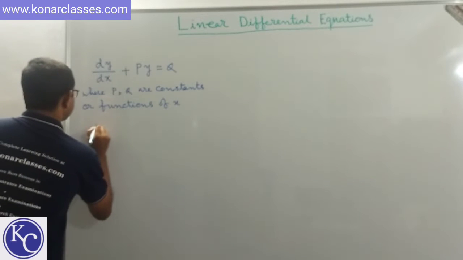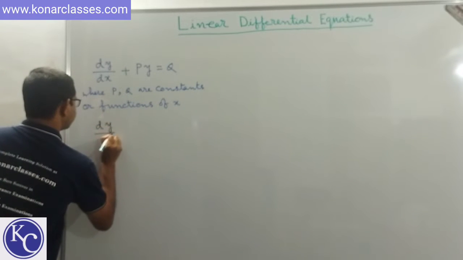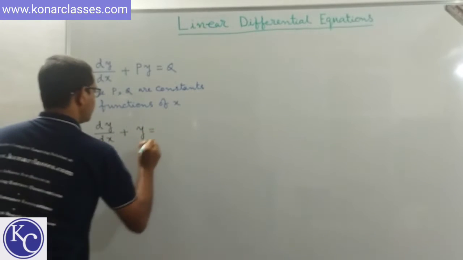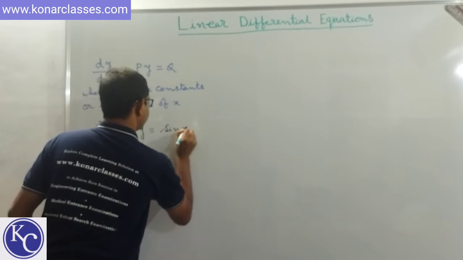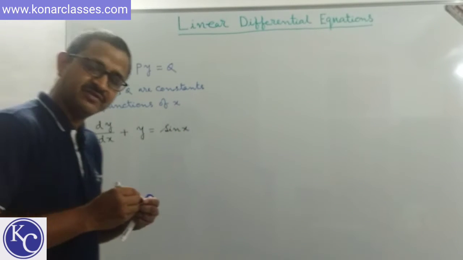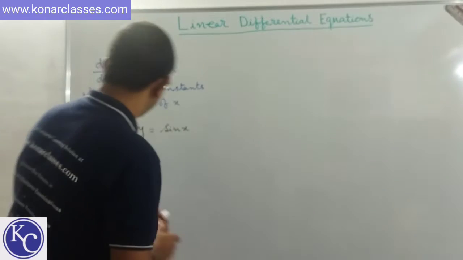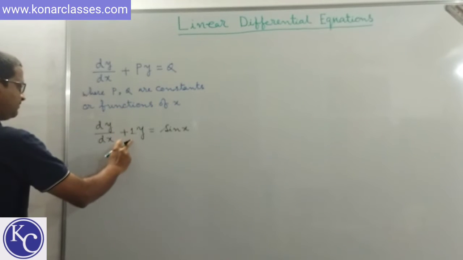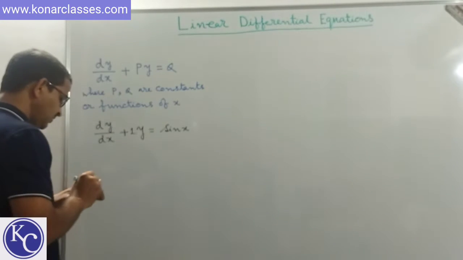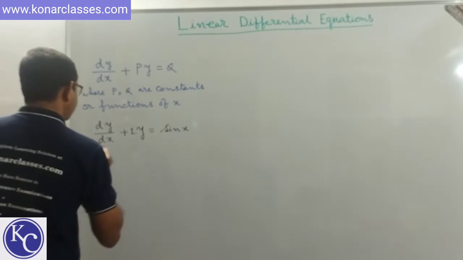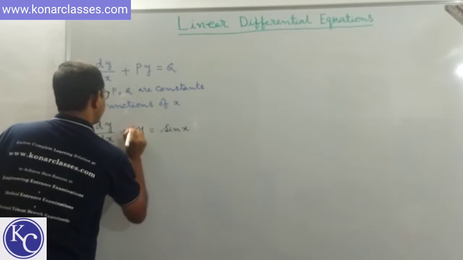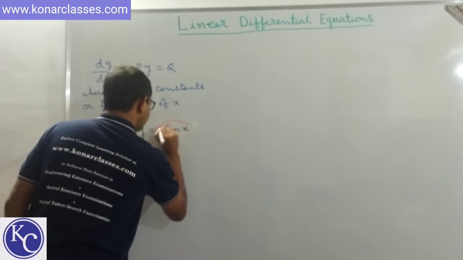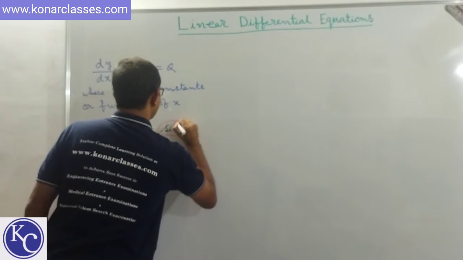If we consider an equation something like this, dy/dx plus y is equal to sin x. This is a linear differential equation. How? Because if nothing is there as a coefficient of y, this is 1, which is a constant like p, and sin x is a function of x like q. So this 1 is as if p, and this sin x is as if q.